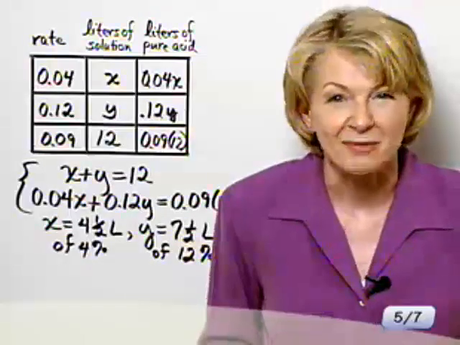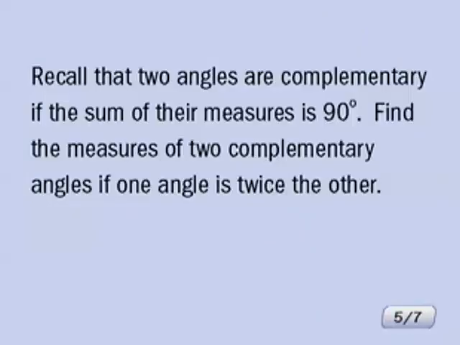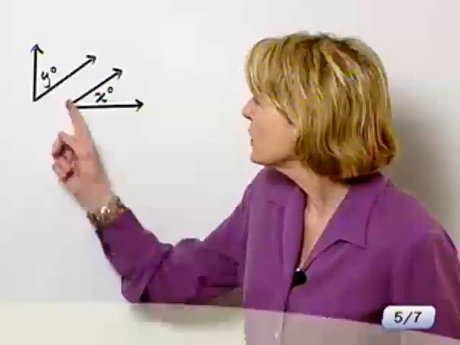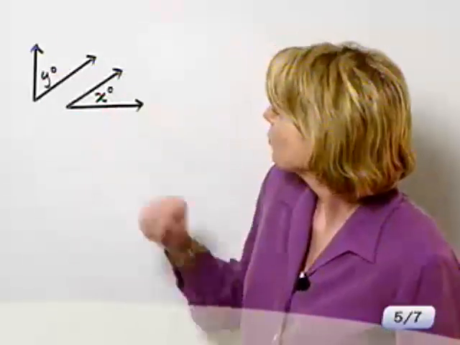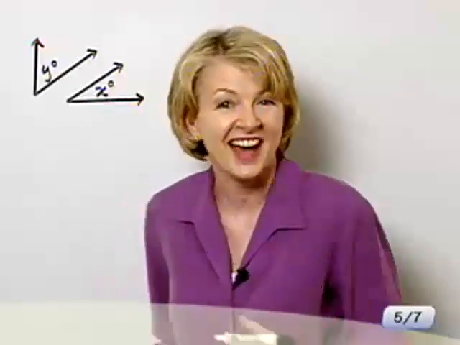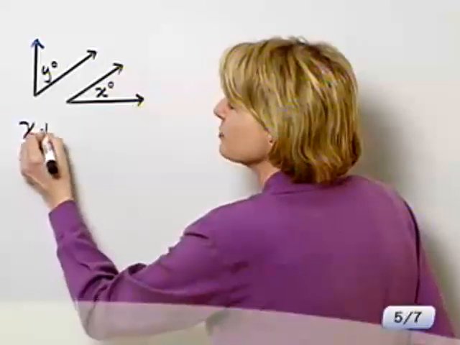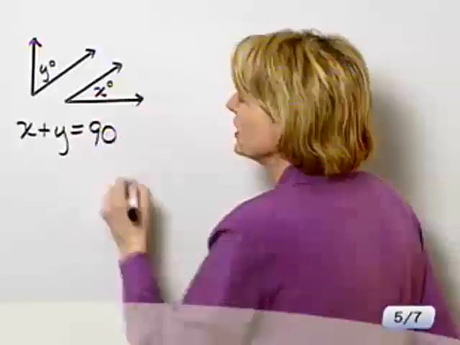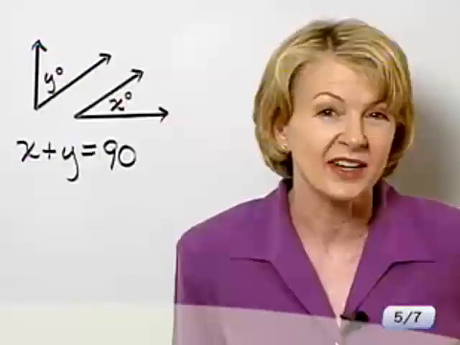Let's look at one final application. Recall that two angles are complementary if the sum of their measures is 90 degrees. Find the measures of two complementary angles if one angle is twice the other. So we have a diagram. Supposedly these are two complementary angles. We have one measuring x degrees, one measuring y degrees. If they are complementary, then their sum is 90 degrees. So I do know that x plus y is equal to 90. I've translated to one equation.